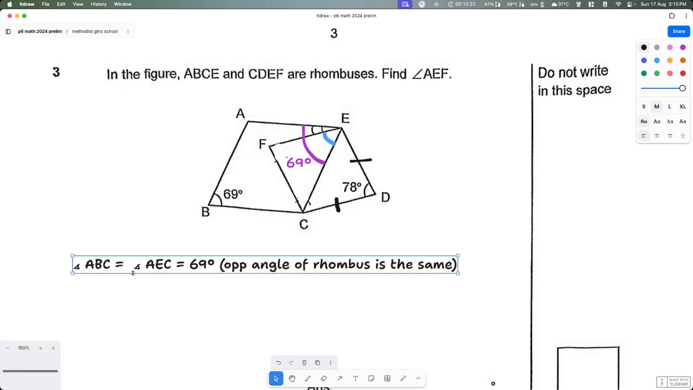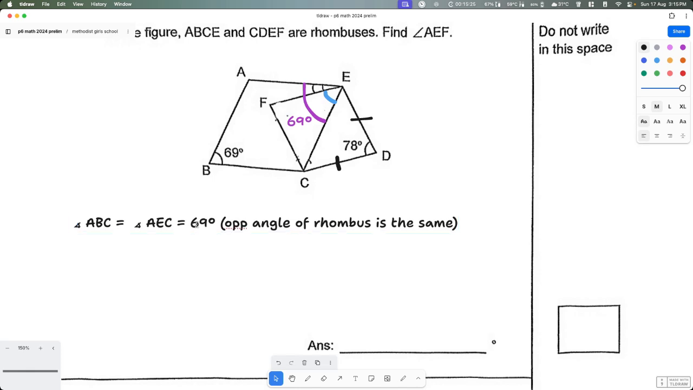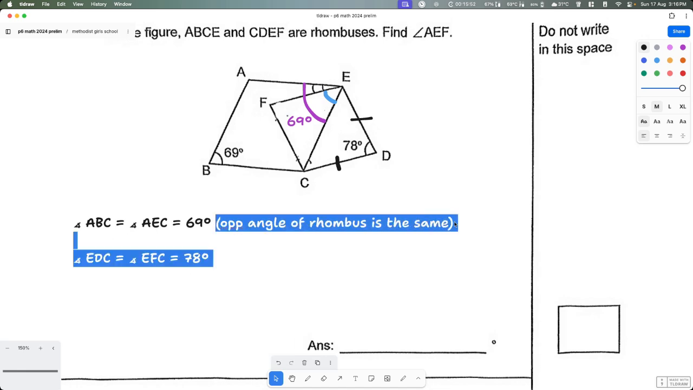Okay, so this is 69 degrees. Then after that, we want to get angle FEC. Angle EFC is equal to angle, in this case over here, EDC, which means it's also equal to 78 degrees, right? Which is also the opposite angle of a rhombus, which is the same.